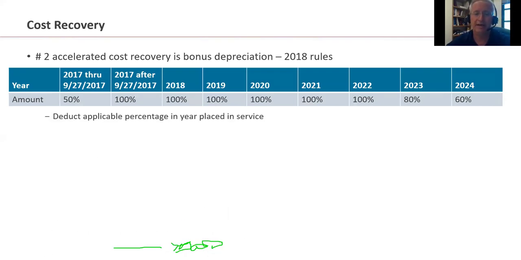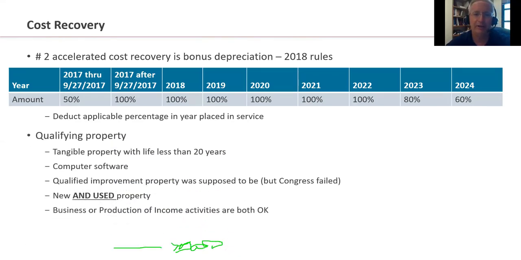So you deduct the applicable percentage in the year you place it in service. Qualifying property under the 2018 rules: tangible property with life less than 20 years, computer software, and qualified improvement property. Recall that qualified improvement property was the property where you did an improvement on a non-residential real property. That was supposed to be in here, but Congress failed, and so it's not in there. New and used property are now eligible for bonus depreciation. And again, business or production of income activities are both okay.